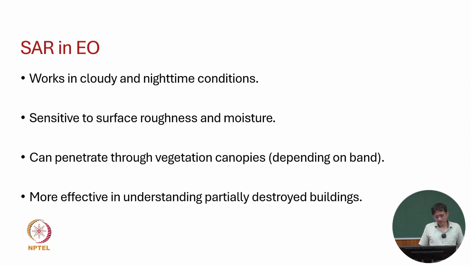When we think about the urban applications, if you're talking about a completely destroyed building, of course you can also use optical images. Whereas when we think about partially destroyed buildings, it has often been seen that SAR backscatter, or rather I would say a SAR plus deep learning pipeline, is more useful than an optical images plus deep learning pipeline.